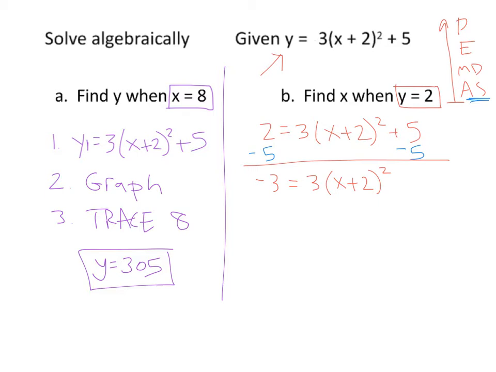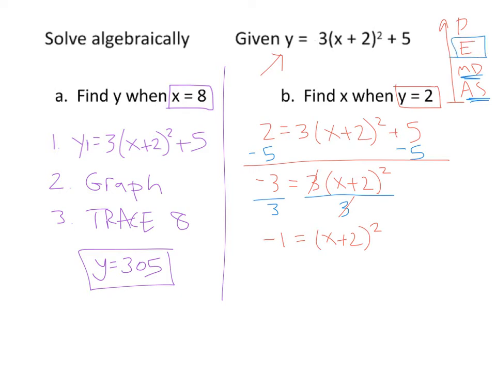Now we are going to divide both sides by 3. We're doing our multiplication and division next. Again, do not distribute. This will be negative 1 equals, these cancel, 1 over 1 there, and we get (x plus 2) squared. Next, we're on to our exponent.